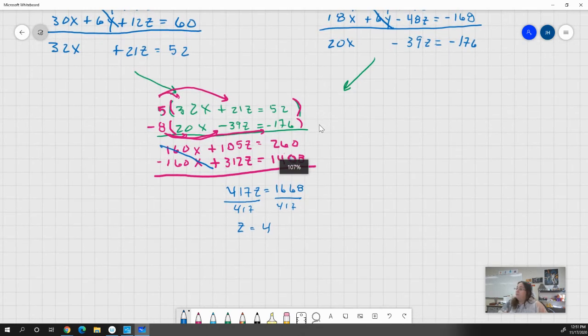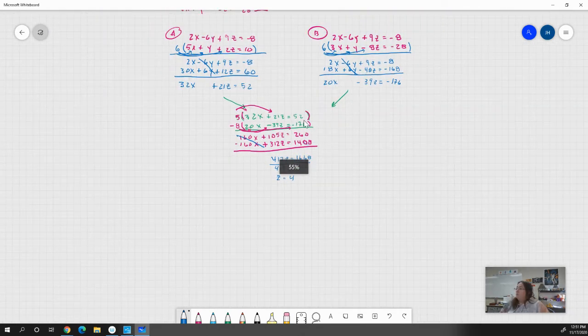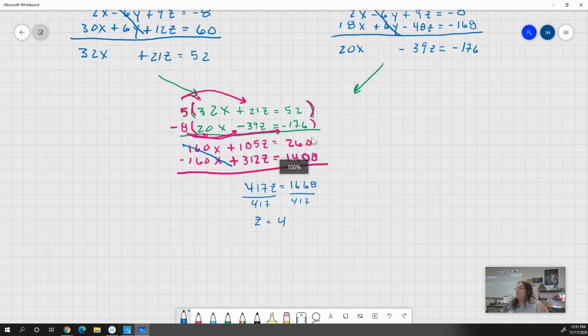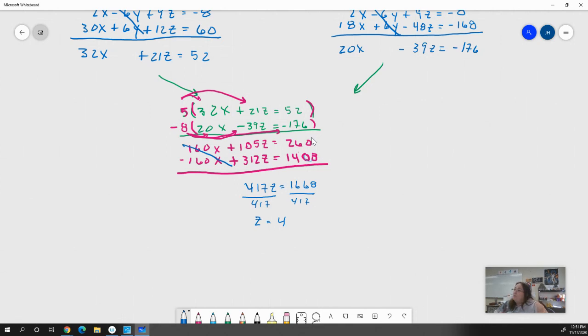So I'm going to choose, ooh, that one went way small. I'm making myself dizzy. I'm going to choose the 32x plus 21z problem because it looks like the math is easier. So 32x plus 21z. Well, z is just 4. So where that z goes, I'm going to put in a 4. Equals 52. I don't know where that clock came from either. I don't even know how to make one on there.